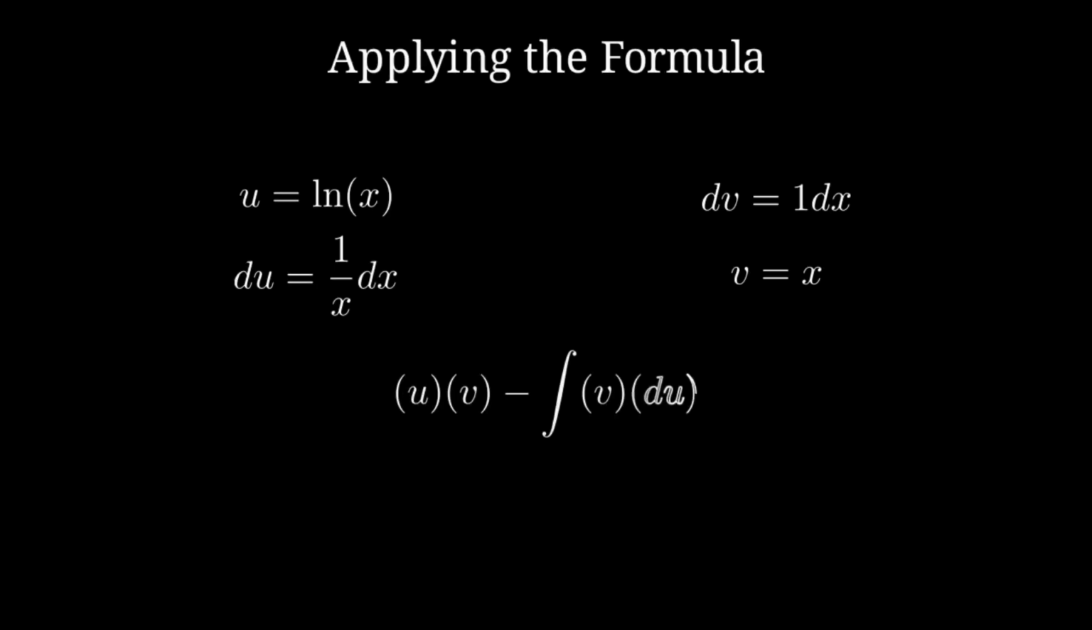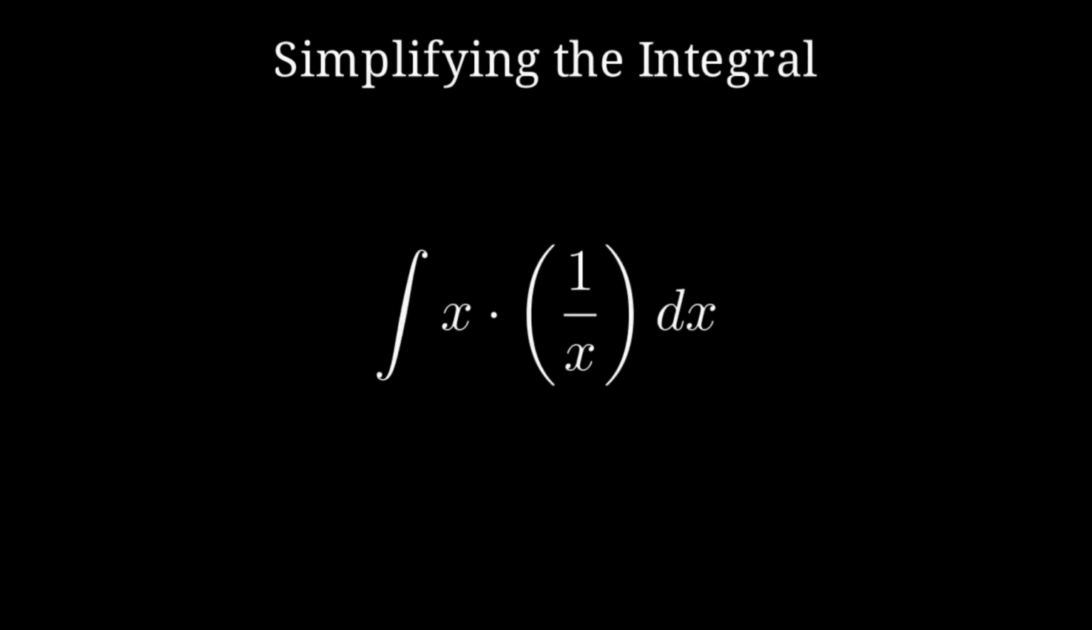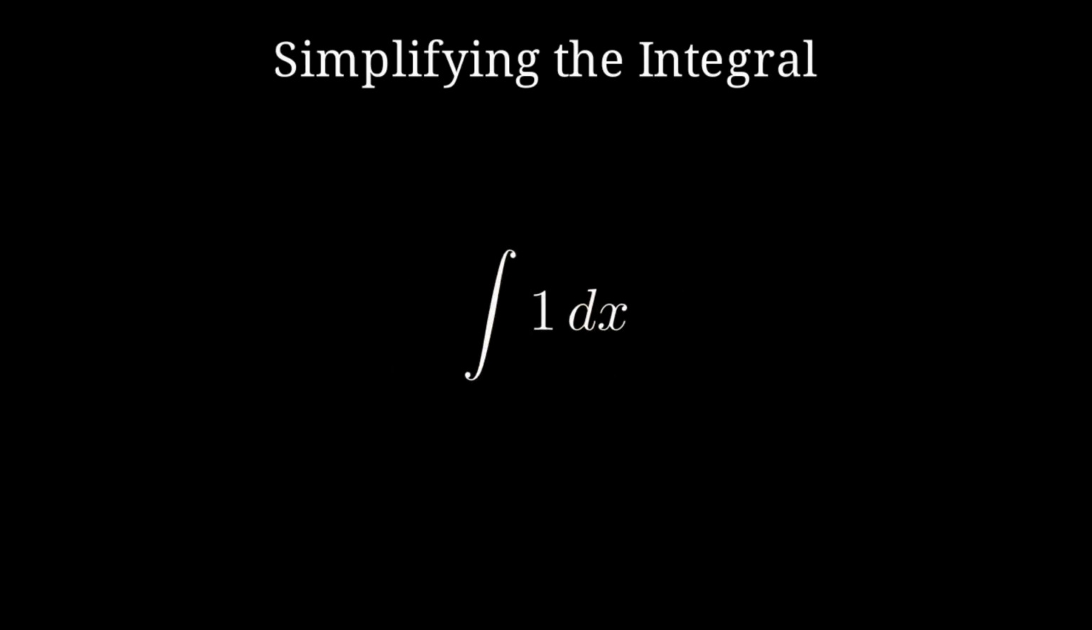Substituting our terms into the formula, we get x times the natural log of x, minus the integral of x times 1 over x. Notice how the x and 1 over x inside the integral are positioned to simplify beautifully. Inside the integral, the x in the numerator and the x in the denominator cancel out completely. This leaves us with the simplest possible integral, the integral of 1 with respect to x. This is the magic of choosing u as the logarithm.